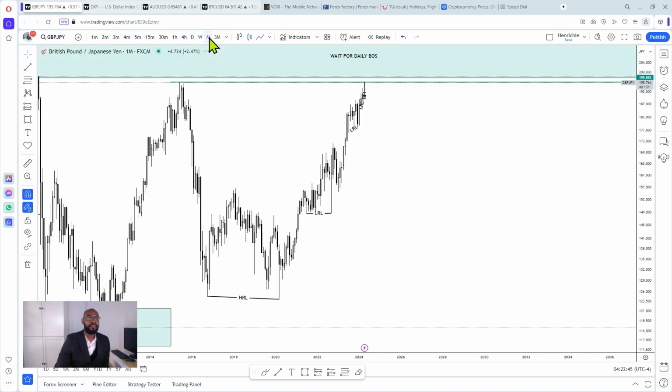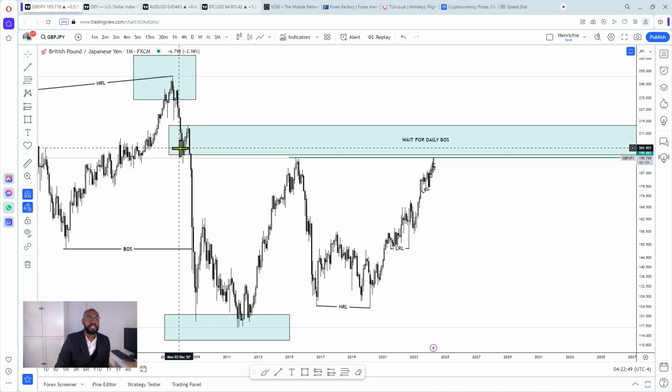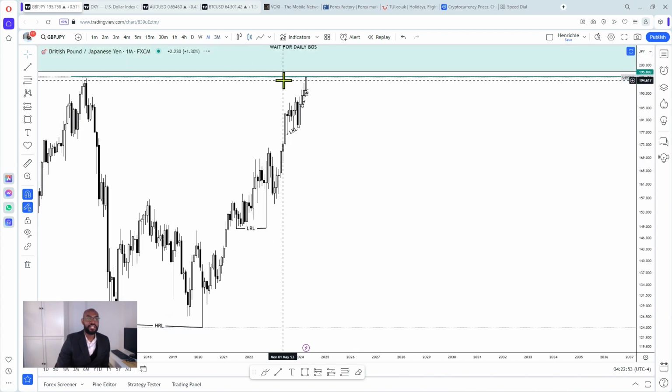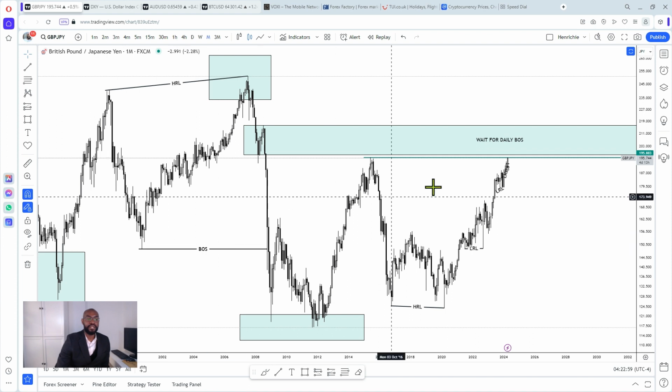The reason for the 4-hour break of structure is because right here it's also the 3-month time frame, which is showing me this is my point of interest. If I look at the monthly, it even looks way clearer because this was the last impulse move before dropping to break the structure.